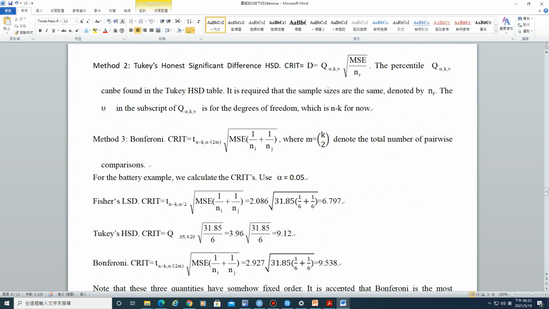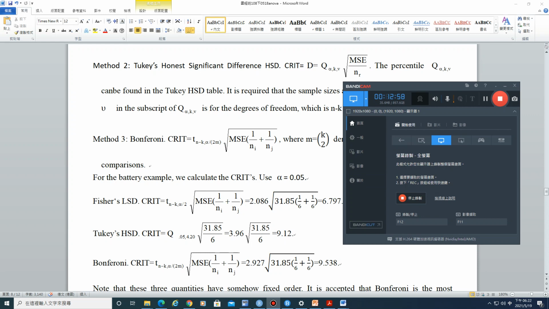3.96. The other things are there, and this denominator is the common sample size. One thing to remind you, Tukey works for equal sample size cases. And it's always so that Fisher is the smallest, Tukey comes between, and Bamperoni is the highest.